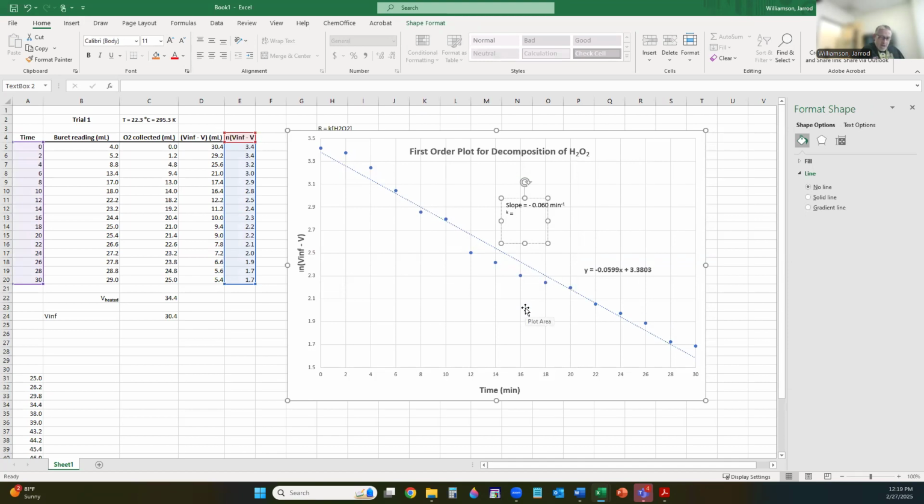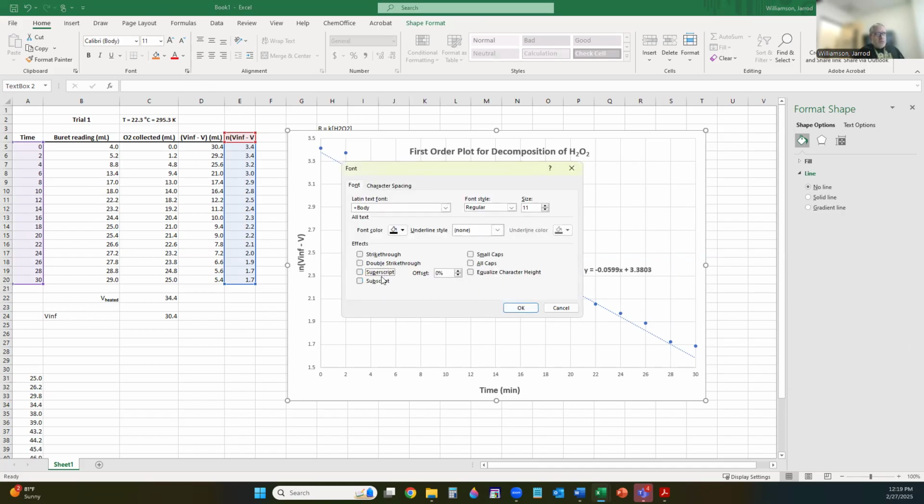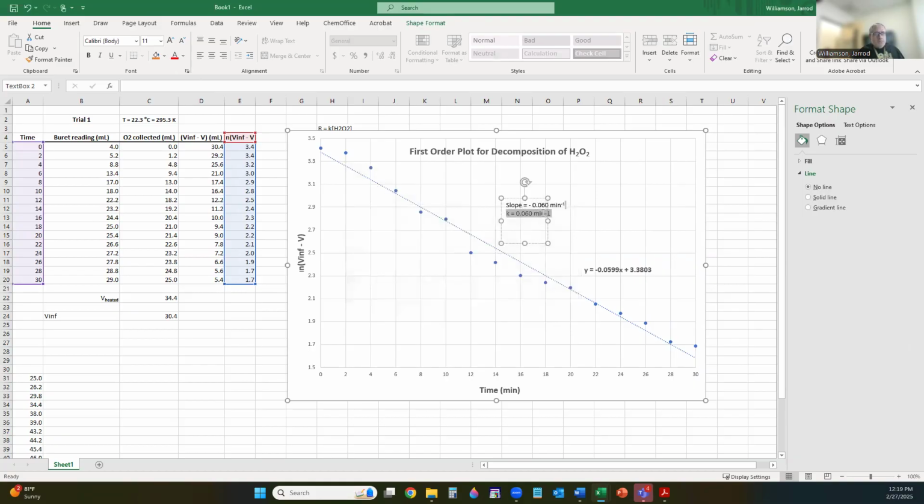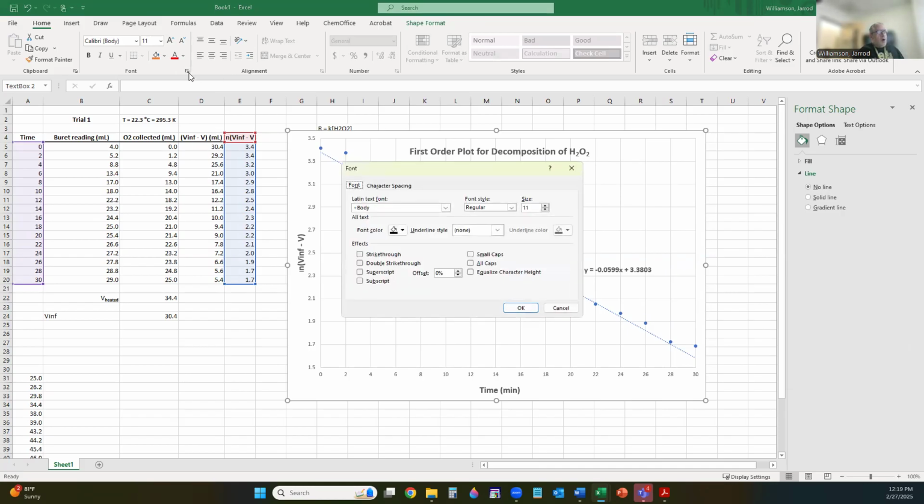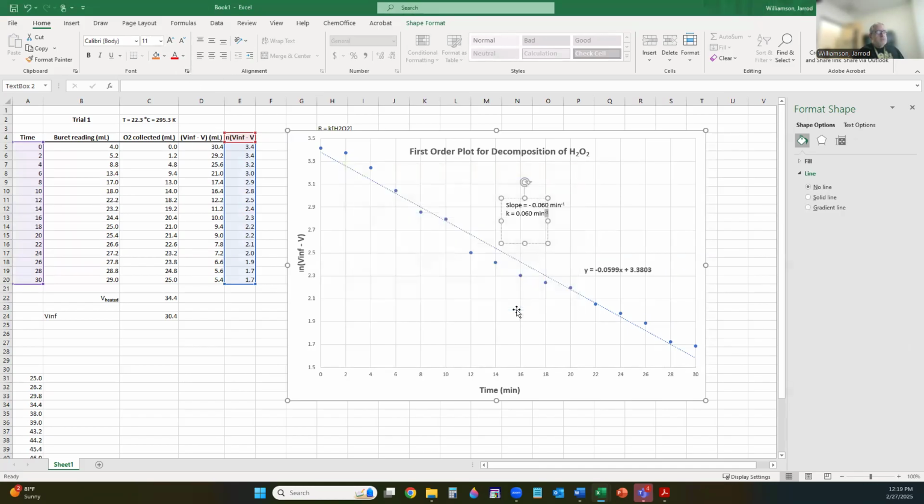equals positive 0.060 minutes to the -1 power. And make sure this isn't all superscripted. I don't want that to be superscripted. Undo superscript, undo that. And then superscript this. Notice the rate constant is always a positive number. Okay. Made that big, make that bold because we want it to be loud and proud. So I'm going to do something like that.